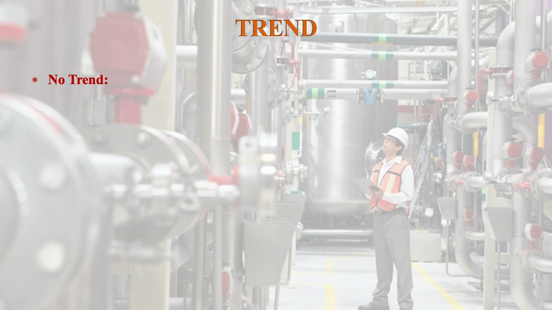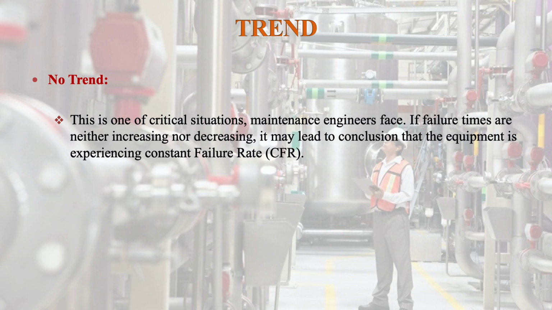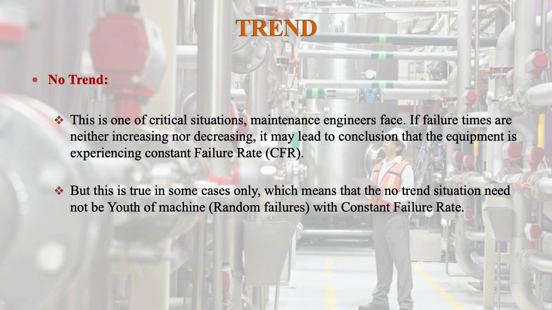No trend. So there is no trend. First we learned about positive trend, then negative trend, then no trend. So this is one of the critical situations maintenance engineers face. If failure times are neither increasing nor decreasing, it may lead to the conclusion that the equipment is experiencing a constant failure rate. But it is true in some cases only, which means that the no trend situation need not be youth or a random failure with a constant failure rate.